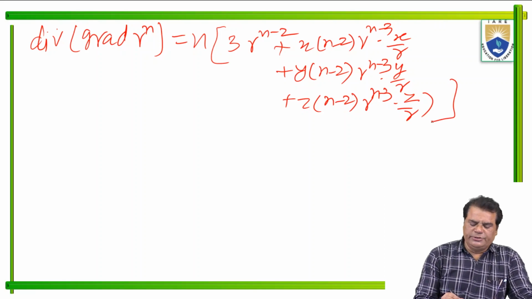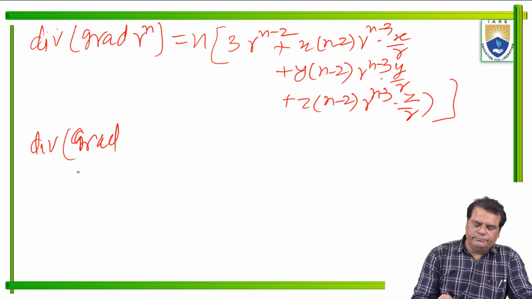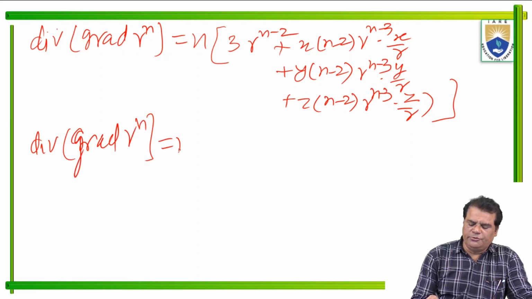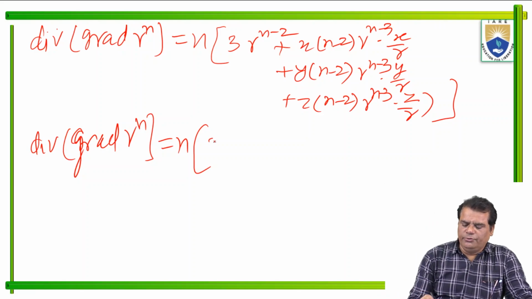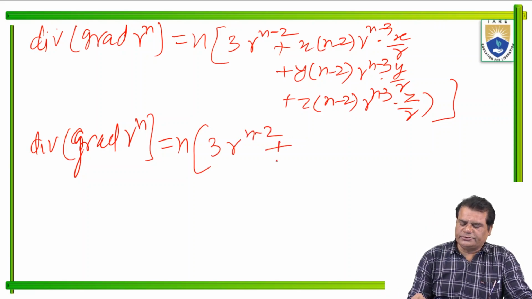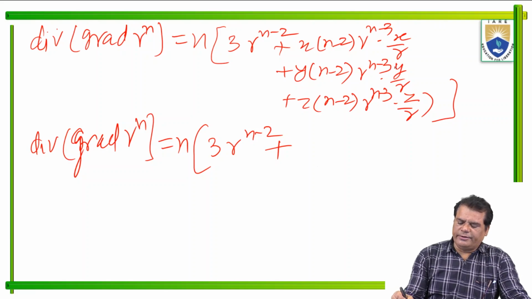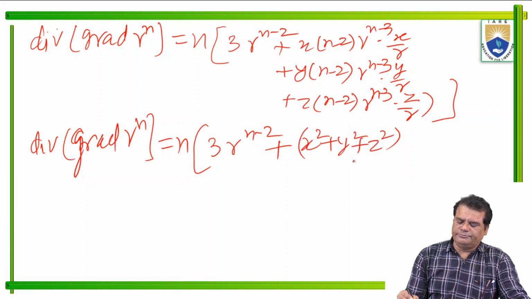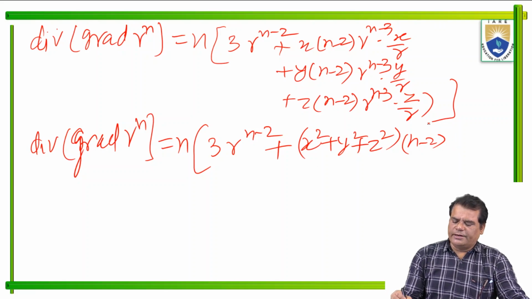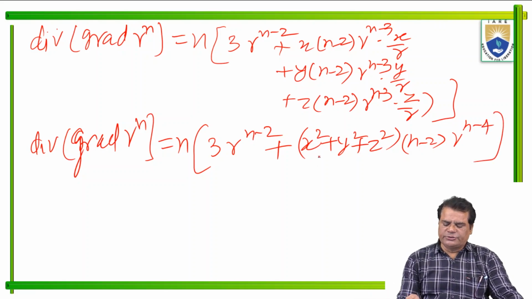Okay. So now this is equal to the divergence of grad r to the power n, which equals n into 3 into r to the power n minus 2 plus, here x square and y square, z square. So x square plus y square plus z square, and n minus 2 is common and the other result is r to the power n minus 4. Okay, so this is r square.